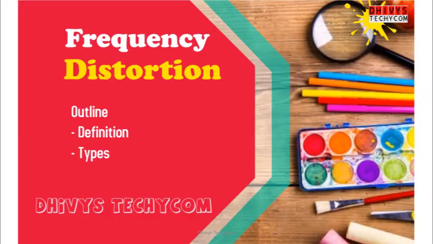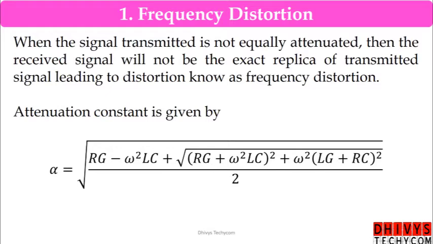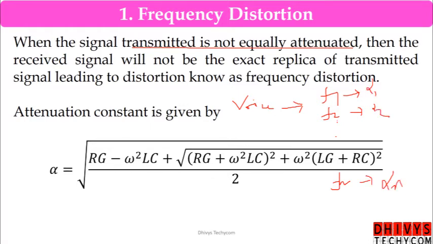So let us first discuss frequency distortion. Frequency distortion is when the signal transmitted is not equally attenuated. For example, assume you have a voice signal. Generally, voice will consist of frequencies like F1, F2, till Fn. All these individual frequencies will have an individual alpha parameter. Why? Because they will be attenuating at different values. Frequency 1 will be attenuated at a different alpha and frequency 2 will be attenuated at a different alpha.